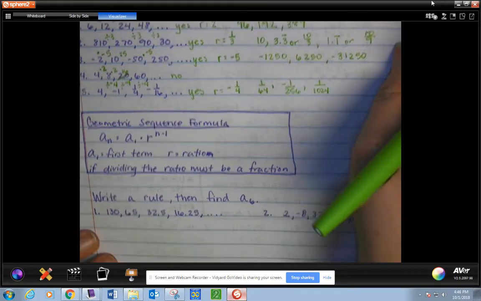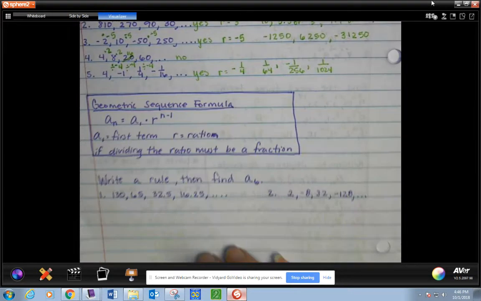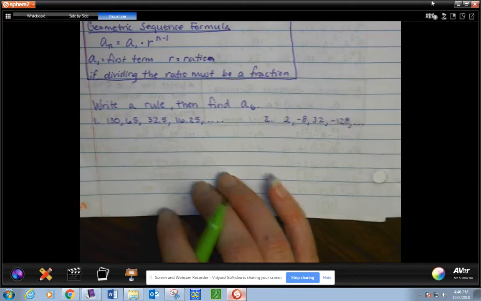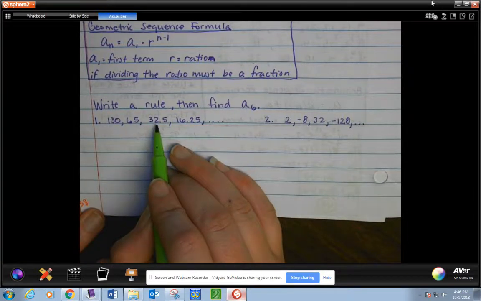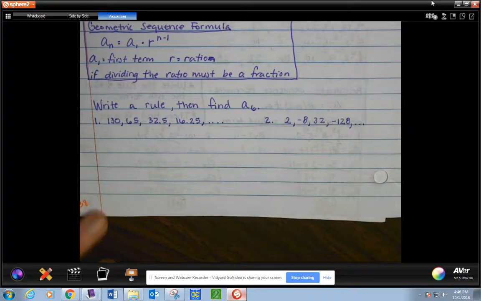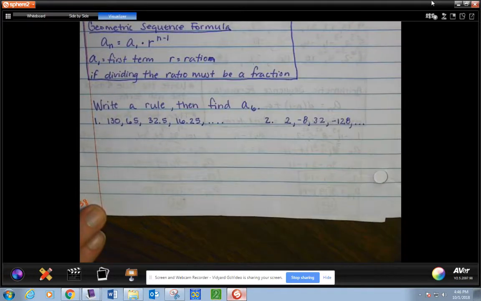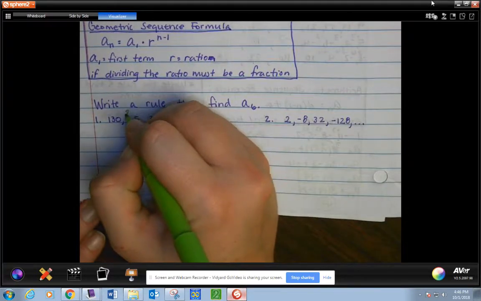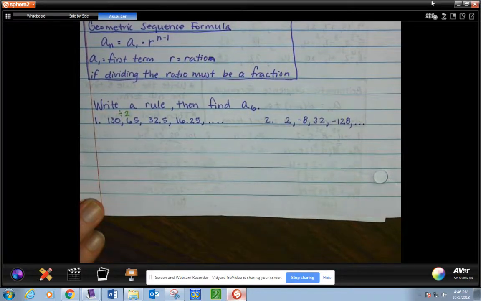Okay, my instructions are write a rule and then find a sub 6. Okay, so first thing, 130, 65, 32.5, and 16.25. My numbers are getting smaller, so I'm going to take the first number and divide it by the second number just to figure out how it's changing. My ratio is going to be something with a 2. Since my numbers are getting smaller, I am dividing by 2.